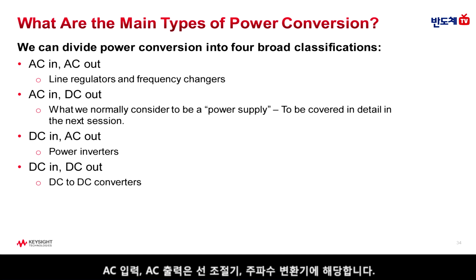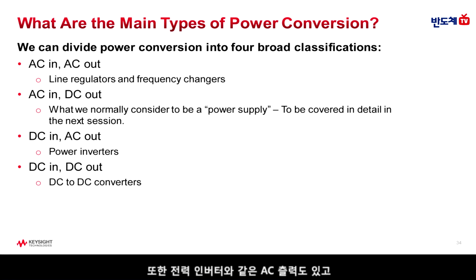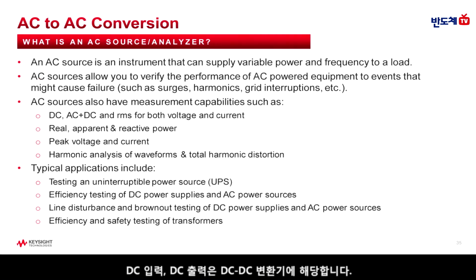AC in and AC out would be line regulators, frequency changers. AC in, DC out is what we normally think of as a power supply, but that's going to be covered in great detail in the next webinar. Also, we have DC in, AC out, which are power inverters, and of course DC in and DC out, which are DC to DC converters.